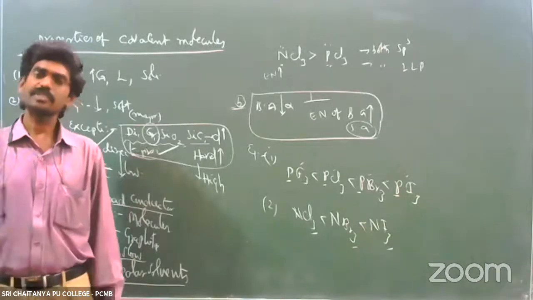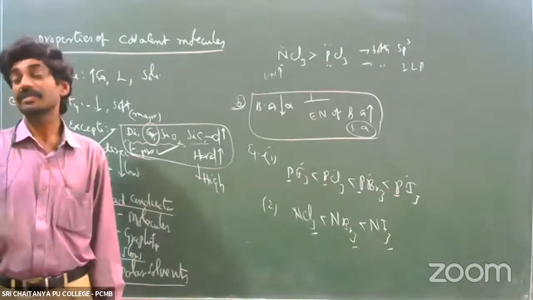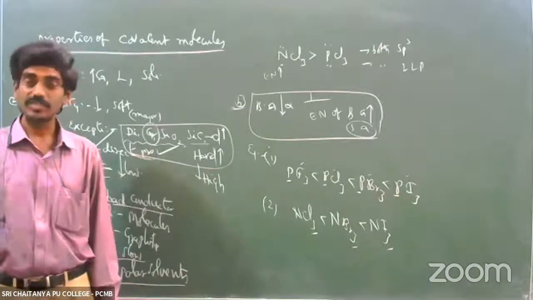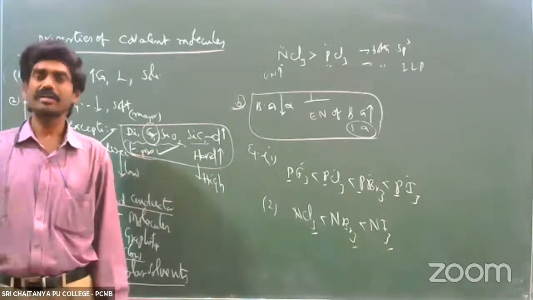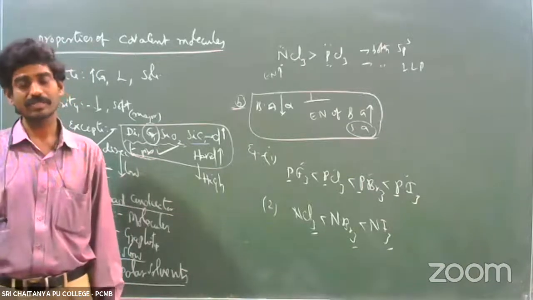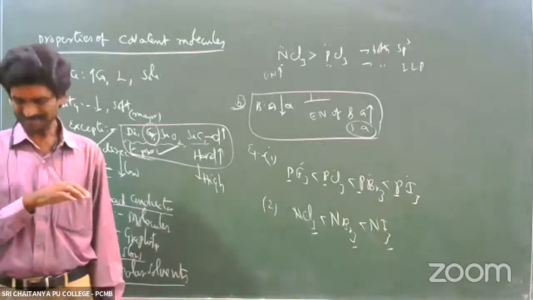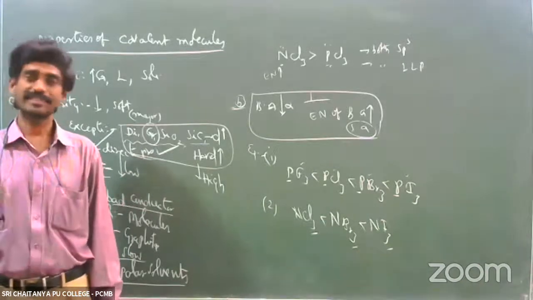Then, to explain the geometrical shape of covalent molecules, different theories were proposed by different scientists: valence bond theory, VSEPR theory, hybridization concept, and molecular orbital theory. These will be discussed further. It's not very important now. So now the session is over. Next class will be in 5 minutes.